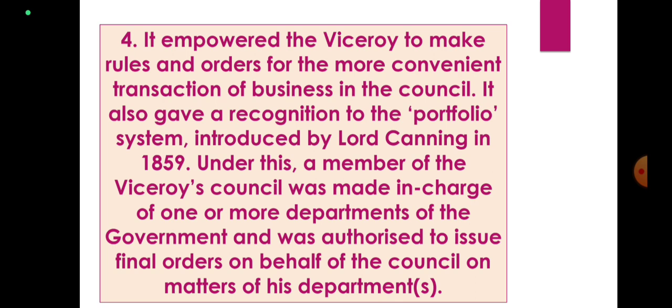It also gave recognition to the portfolio system, which was introduced by Lord Canning in 1859. So what is the portfolio system? It is a system where a member of the Viceroy's Council was made in charge of one or more departments of the government and was authorized to issue final orders on behalf of the council on matters of his department. So, in the portfolio system, a member of the Viceroy's Council was made in charge of one or more departments and could issue final orders on behalf of the council on matters of his departments.